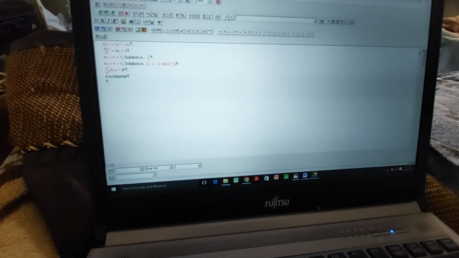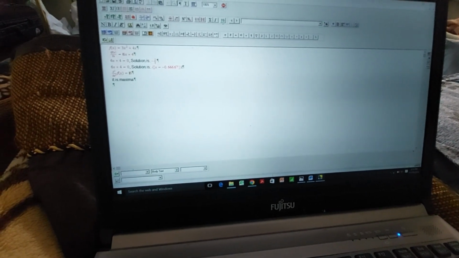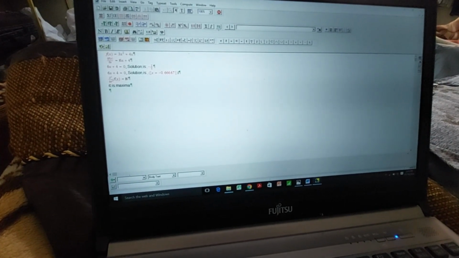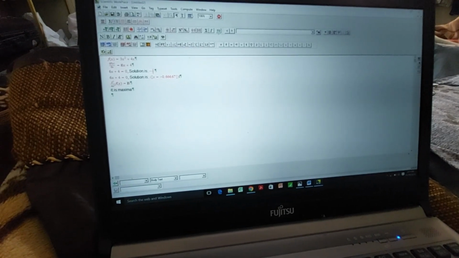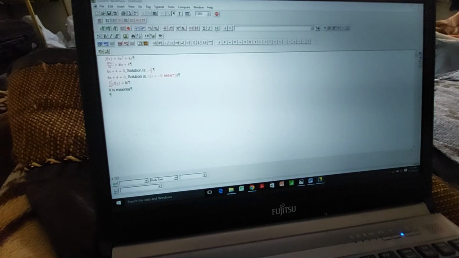I will move to the next problems, which have 2 variables with no constraint, then 3 variables with no constraint, and then I will go to the constraint problems. I will first go to Lagrange's problem with equality constraint: 1 constraint, 2 constraints, 3 constraints, and so on.